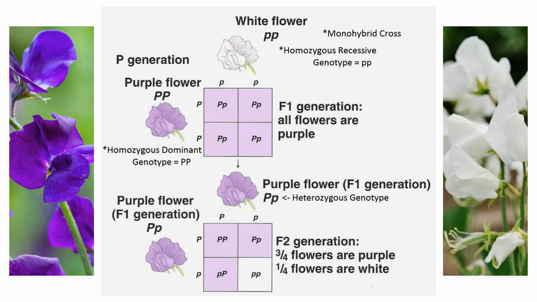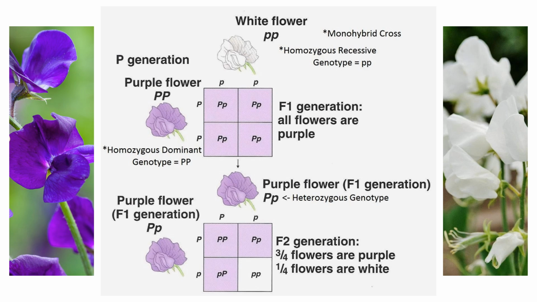So we have our white flowers that are homozygous recessive, and they can only provide the recessive allele in their sperm or egg. We have the purple flowers. The true breeding ones are homozygous dominant. They can only provide the dominant allele. So when we cross those together in our first generation, we get all heterozygous individuals. They have one dominant and one recessive allele.